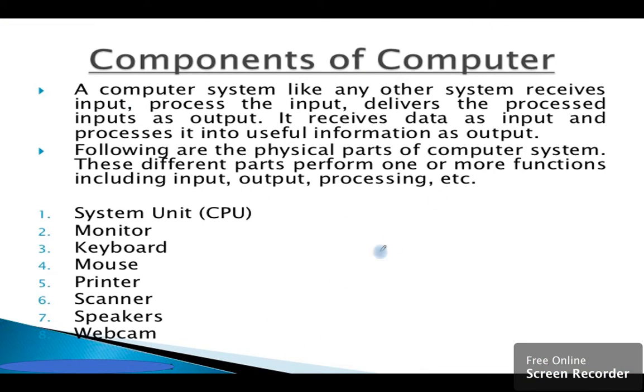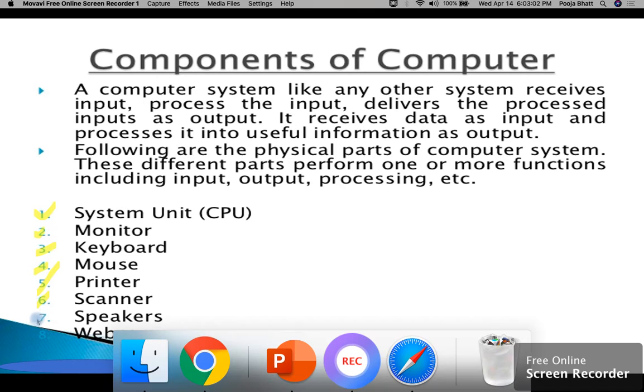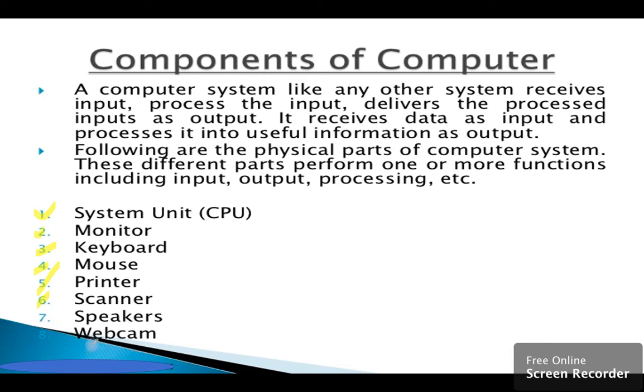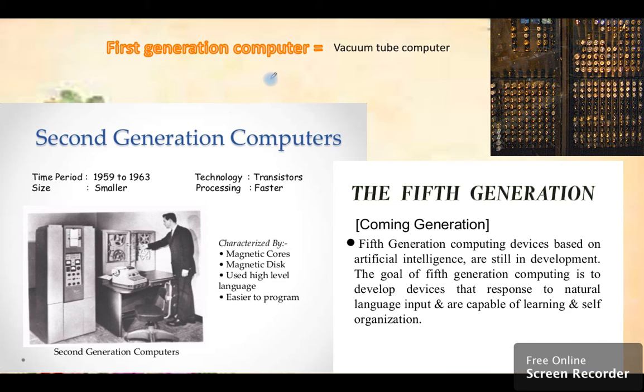Now, components of a computer. A computer system is like any other system. It receives the input, processes the input, and delivers the processed input as an output. So today we are going to learn about the system unit, monitor, keyboard, mouse, printer, scanner, speaker, and webcam. Okay, so now let's study about them. First generation computers used the vacuum tube. This is the vacuum tube presented here, and it was the first ever computer.